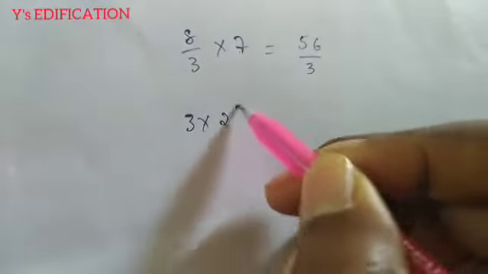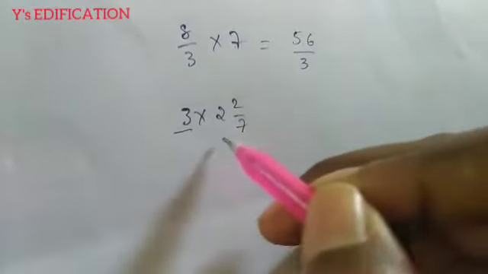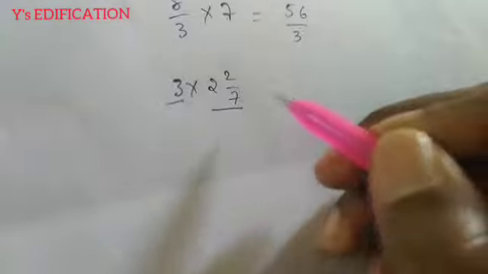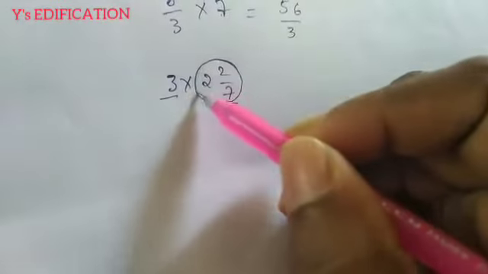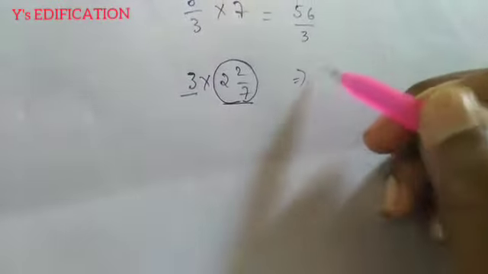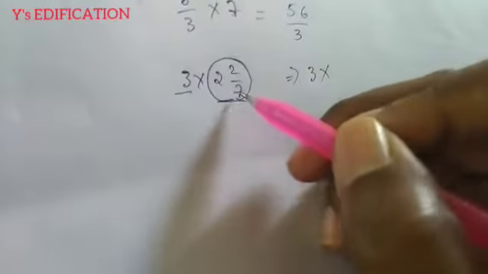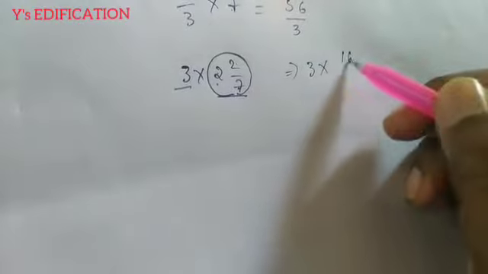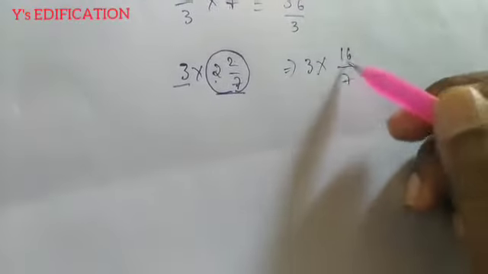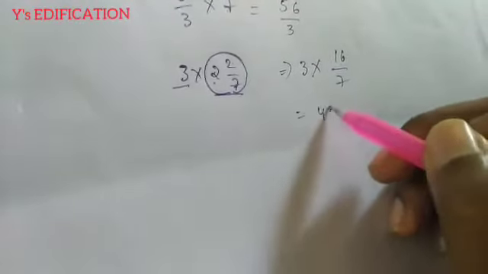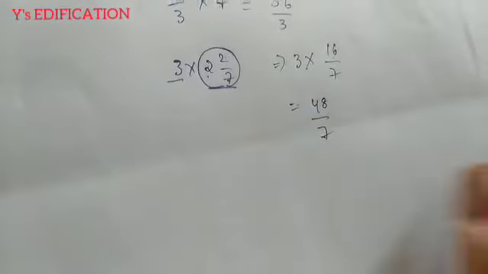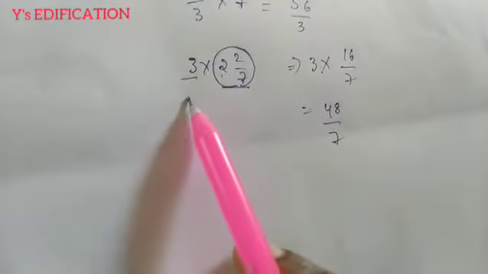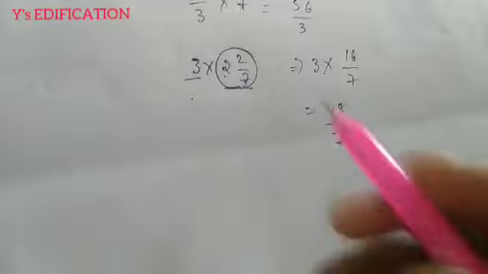Okay, let us do one more example. 3 into 2 2 by 7. 3 is a whole number, 2 2 by 7 is a mixed fraction. Now first I have to convert this mixed fraction into a simple fraction. So 7 into 2 is 14, 14 plus 2 is 16 by 7. So 3 into 16 by 7, 3 into 16 is 48 by 7. In this way we have to multiply a fraction with a whole number.